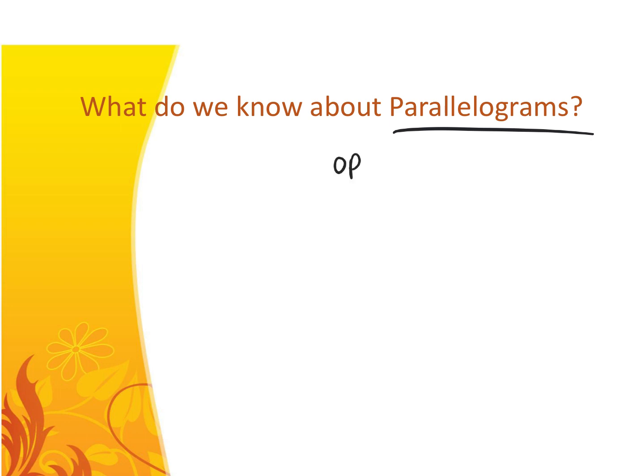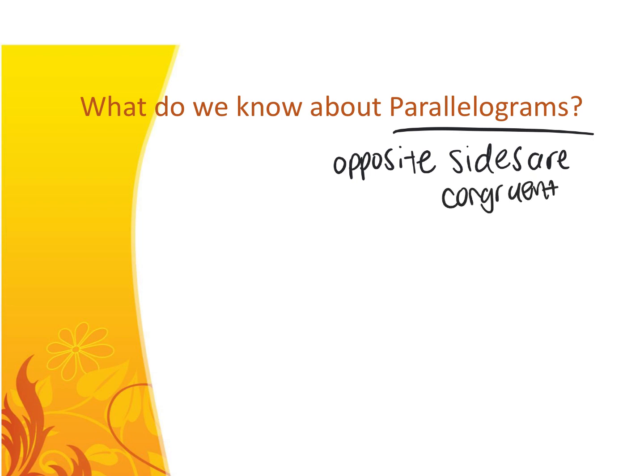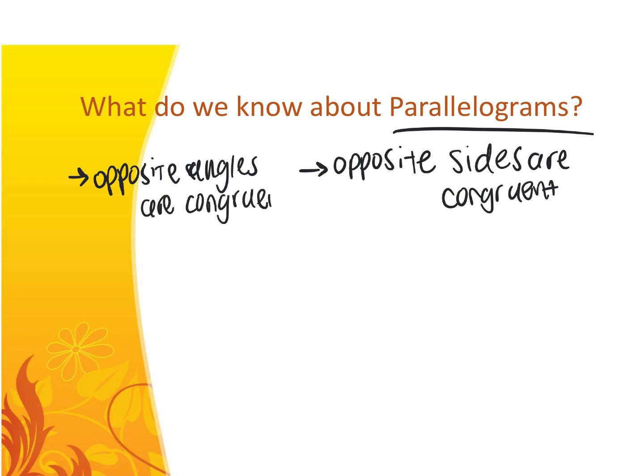Very good. Opposite sides are congruent. What else do we know about parallelograms? John? Yeah, buddy. Opposite angles are congruent. Cody? There's two sets of parallel lines. Very good. Two sets or two pairs of parallel sides.